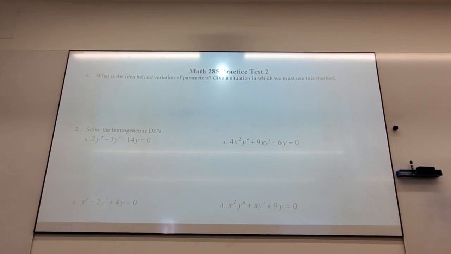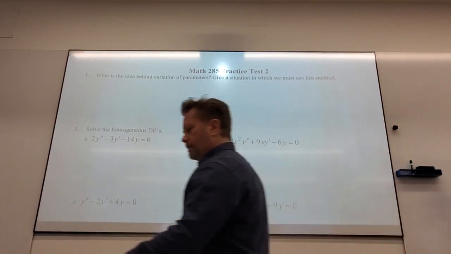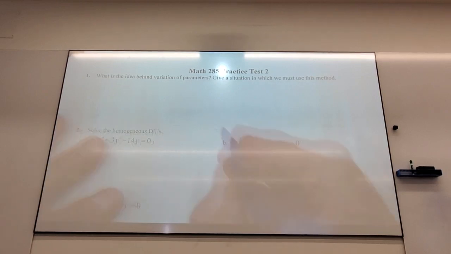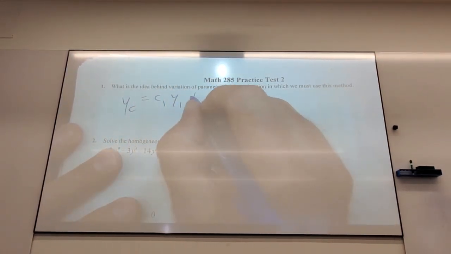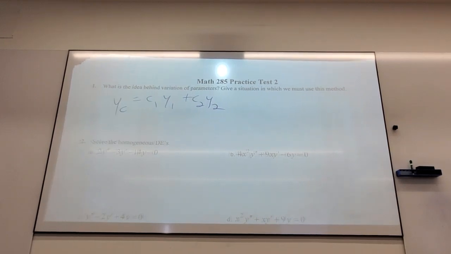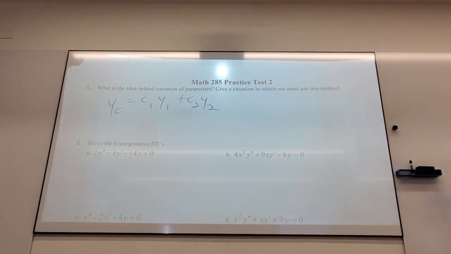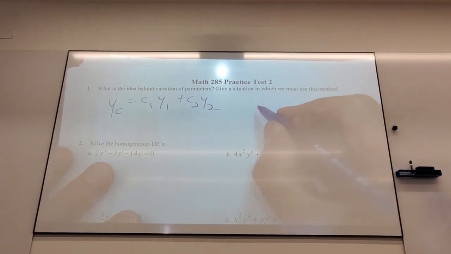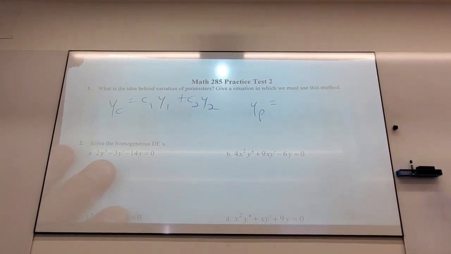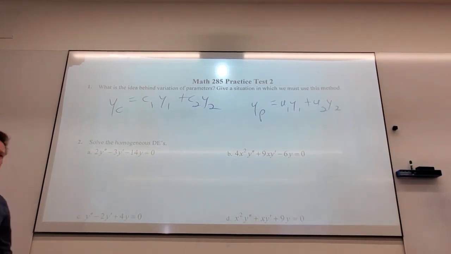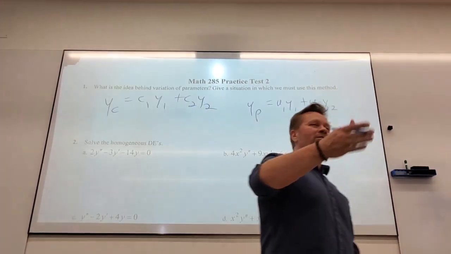In general, I'm not as concerned about the name of the process as opposed to you being able to carry the process out. But there's a practice test, you can look it up. So let me get you started. If I solve YC and I get this, variation of parameters is something about the particular solution, the YP. What's the assumption I make for variation of parameters? It's U1 Y1 plus U2 Y2. U1 and U2 are functions of X.